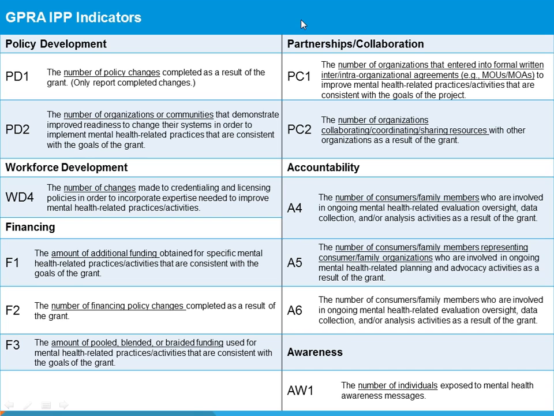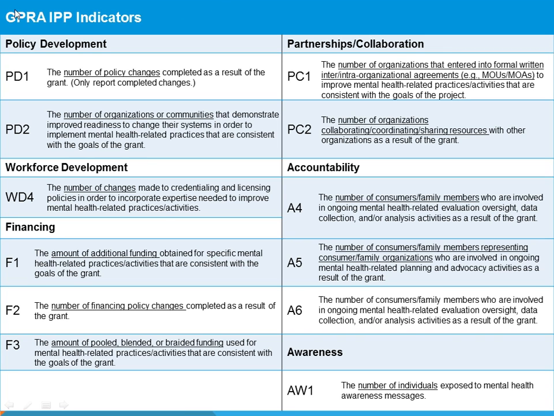I mentioned the GPRA IPP indicators, which are the more programmatic aspect of the evaluation. These are not client-level measures. These are basically any kind of infrastructure, policy, financing, mental health awareness type things, activities that your agency might have done as a result of the Engage grant.